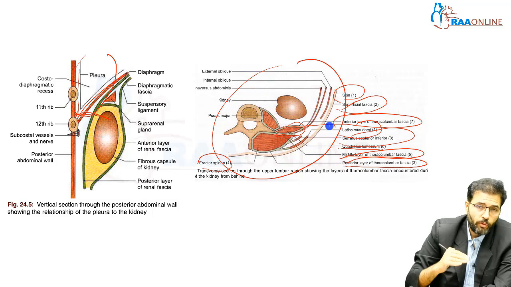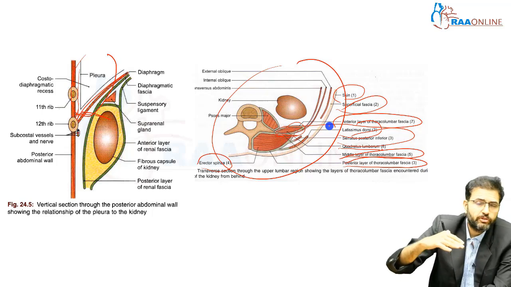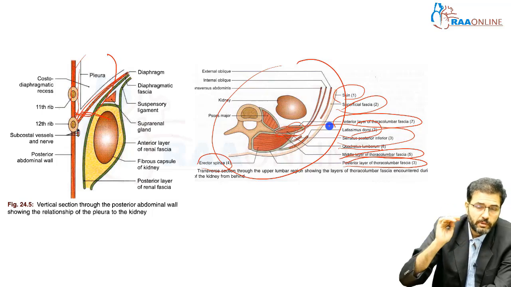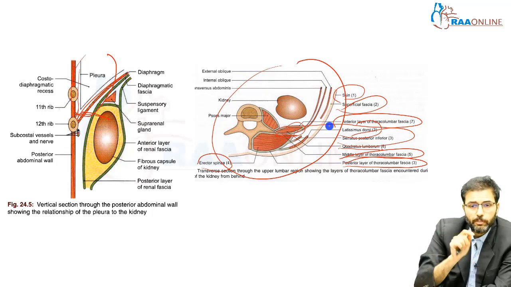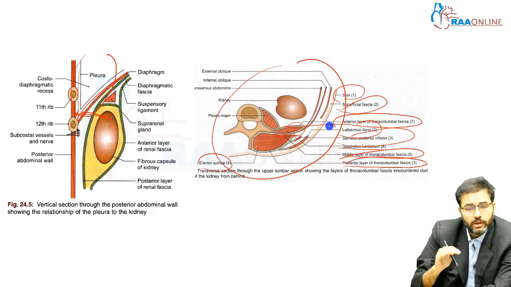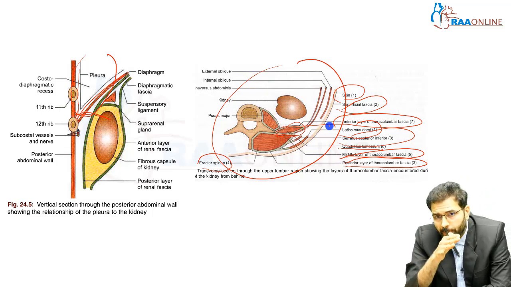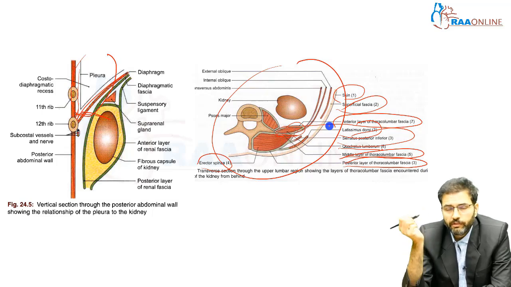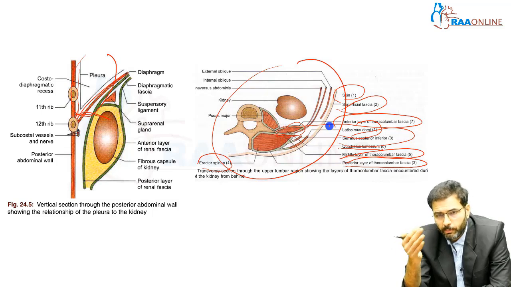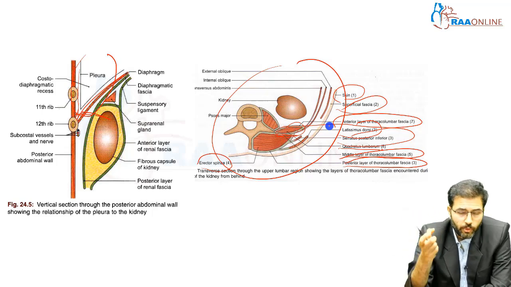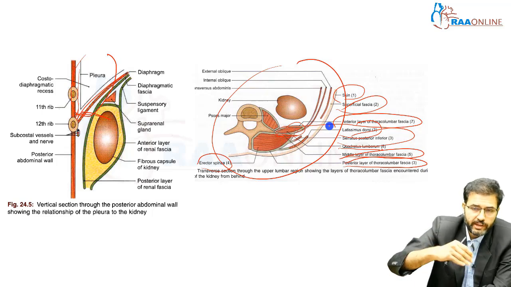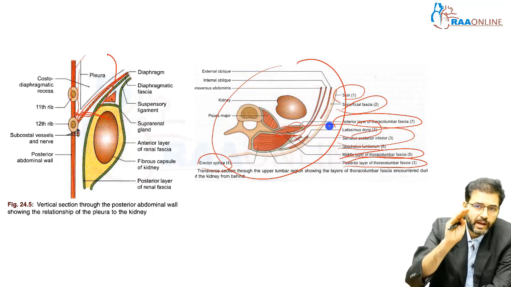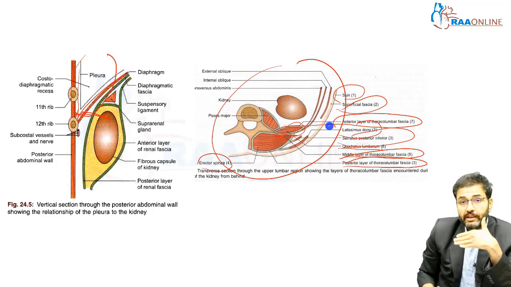To summarize again, when you go from posterior, you will encounter the skin first, then the superficial fascia. Deep to that will be the muscles. The most important muscles will be the latissimus dorsi and the serratus posterior, as well as the posterior layer of the thoracolumbar fascia. Deep to that will be the erector spinae muscle. Deep to the erector spinae will be the middle layer of the thoracolumbar fascia. Deep to that will be the quadratus lumborum muscle. Deep to the quadratus lumborum will be the anterior layer of the thoracolumbar fascia. When you go beyond the anterior layer, you will enter the pararenal pad of fat. So when you approach from posterior, these are the layers you will encounter.